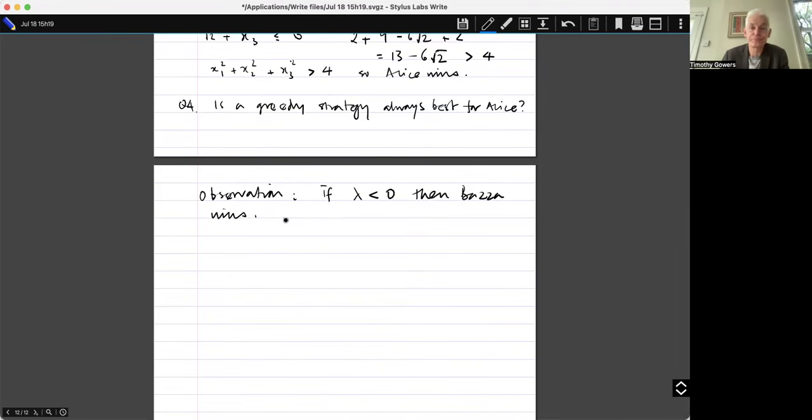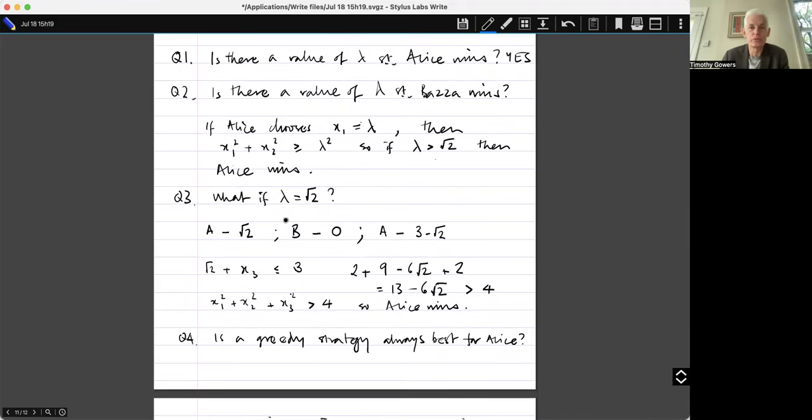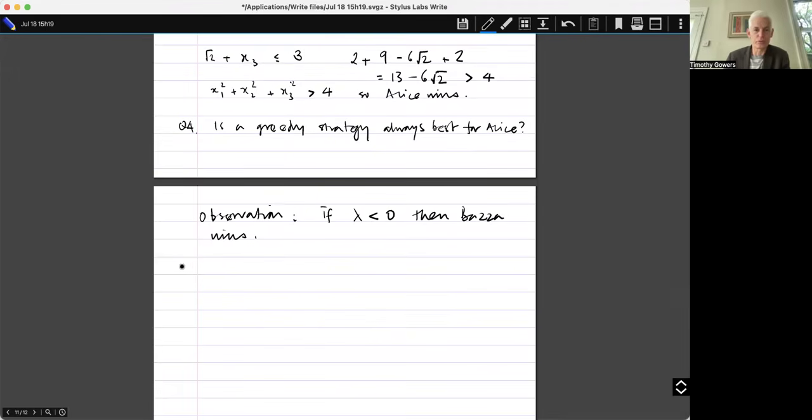So I want to modify question 2. I'll make it a new question. Question 5: is there some lambda greater than or equal to 0 such that Bazza wins, because the previous one was a bit boring. And as before, we might as well look at the boundary case. So what happens if lambda equals 0?